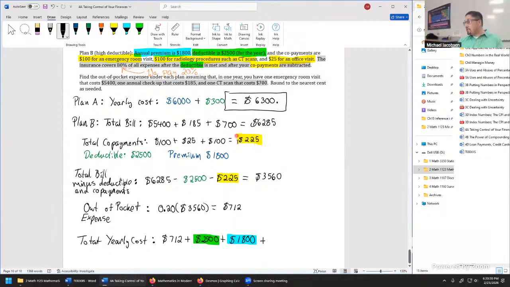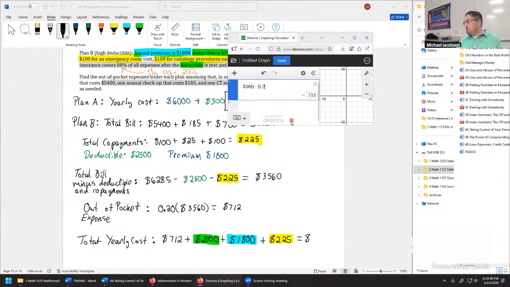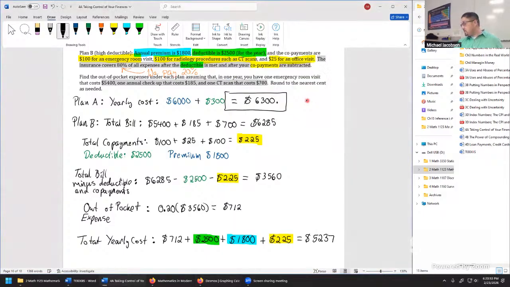That copay, it looks kind of small, but it is a big deal. $225. Putting those all together, we'll see how we compare with Plan A. So $712 plus 2,500 plus $1,800 is a yearly guaranteed cost on this, plus the copay gets us to $5,237. I'll put that in a box to convey that finally answers this original question.